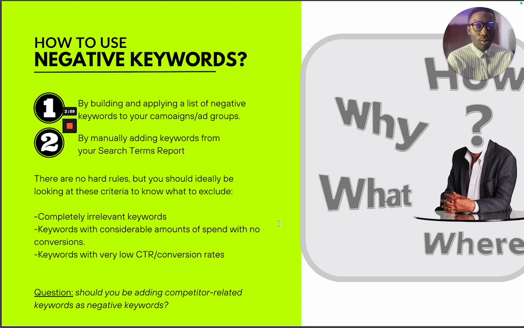So in terms of the criteria to choose which keywords to add, there are really no hard rules, but you can look at excluding completely irrelevant keywords that have no relevance to the kind of ads that you're running. You can also exclude keywords that have a considerable amount of spend and have gotten no conversions, that are basically not performing. And then you can also exclude keywords that have low click-through rates and conversion rates. So these are some of the criteria that you should look at when you're trying to exclude negative keywords inside of your ad accounts.